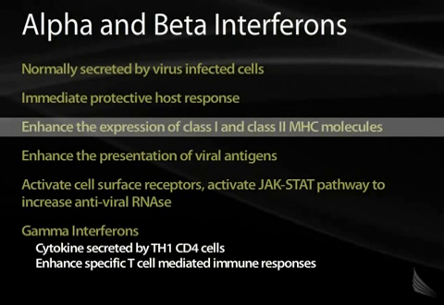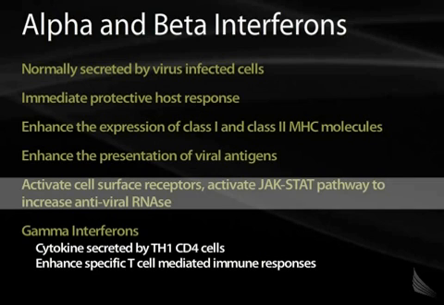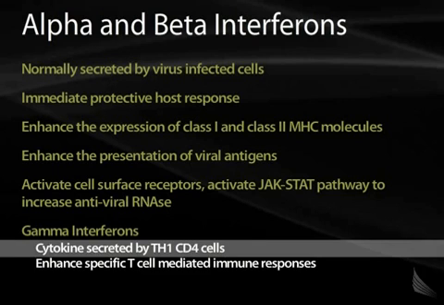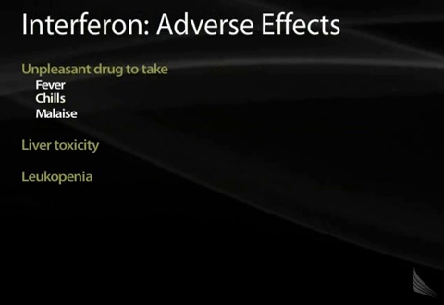They enhance the expression of class 1 and class 2 MHC molecules, which are antiviral molecules, and then they enhance presentation of viral antigens on the surface of the virus-infected cell so that the body can see which virus is attacking it. And then alpha and beta interferons also activate cell surface receptors and activate JAK-STAT pathways to increase RNase expression in the cells. Gamma interferons are also cytokines that are secreted by helper T cells that enhance specific T cell immune responses. All of these can be given as a recombinant protein to patients that have viral infections.